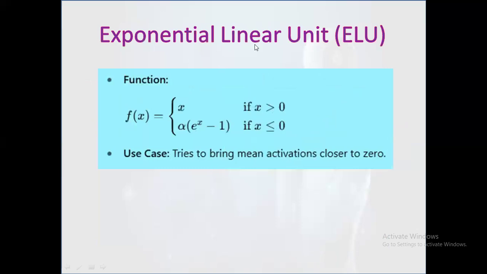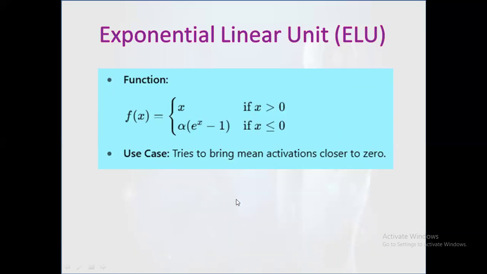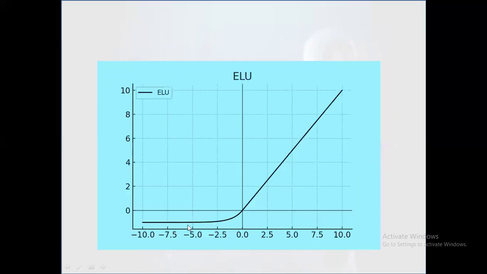The next one is the exponential linear unit, ELU, and the function is given by x if x is greater than or equal to 0, where x is the net input applied to the neuron; we get x. Otherwise, if x is less than 0, we get alpha times (e to the power x minus 1). Here it tries to bring mean activations closer to 0. This is the graph of the ELU function. ELU means exponential linear unit.